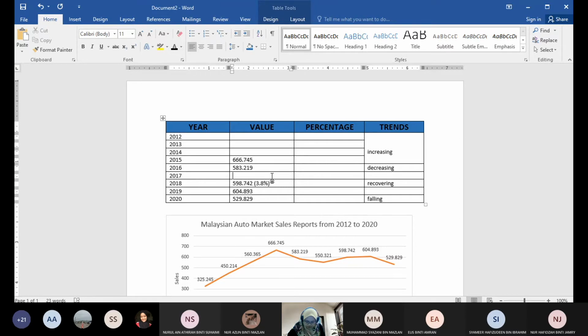Puan, ni bertambah ke bertolak? Tak tahulah, I buat formula macam Y, sebab kita tak tahu nilai dia, so kita letak Y tambah 3.8% bersamaan dengan 598.742 tu. So kita kena cari nilai Y tu berapa. Yang 3.8 tu dia tambah ke tolak kalau dekat ayat tadi tu Puan? Dia tambah, plus. Penambahan, dia recovering. Recovering maksudnya dia bertambah baik, tambahlah positif lah.